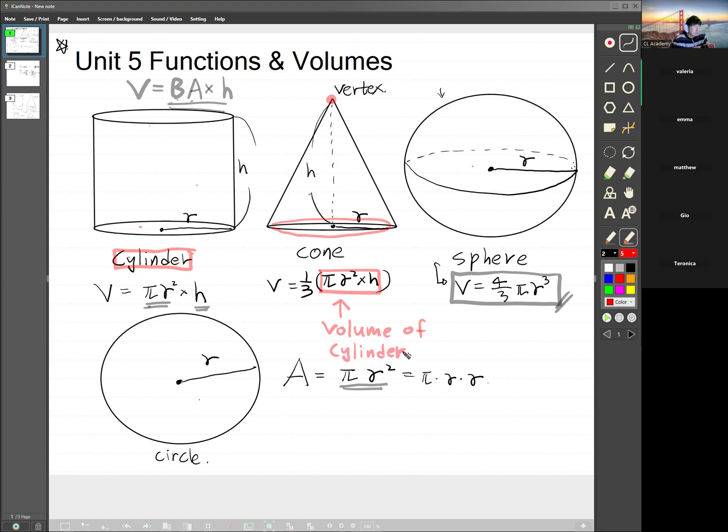So cone volume is cylinder volume times 1/3. But this is only when they have the same radius and the same height, not for all cylinders. Why? Three cones make one cylinder. Now not cylinder, sphere. The sphere formula is 4/3 pi r cubed. Again, B-Day students, I'm going to go over this one before the test.